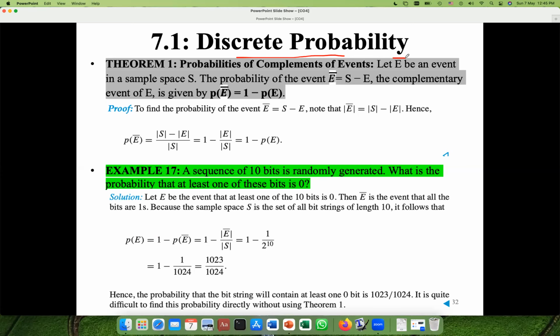Anyhow, moving forward. If E is an event and S is a space, then we can write the complement of the event, or E bar. What does it mean? The total size of the space minus the event, that number 7, you have to subtract from 10. And then you will have that complement. Now the probability equation will become the probability of E complement, or E bar.